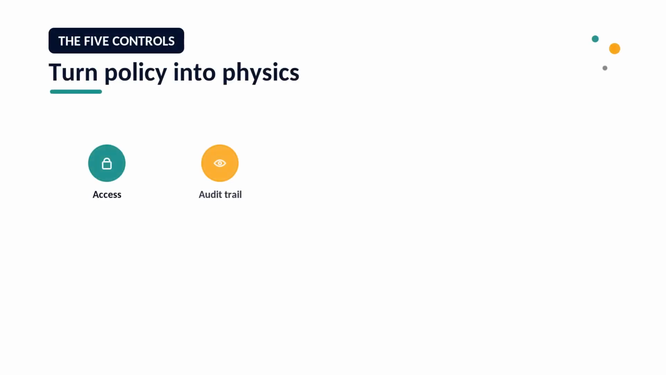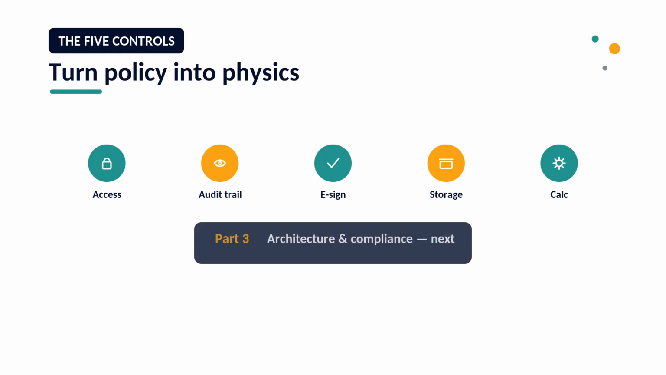Access control and the audit trail, guarding every stage. Electronic signatures at review and release. Secure storage across retention. Validated calculations at processing. Turn policy into physics, and the system simply won't allow the wrong thing to happen. But there's one thing that makes all 5 easier, or harder: where your data actually lives.